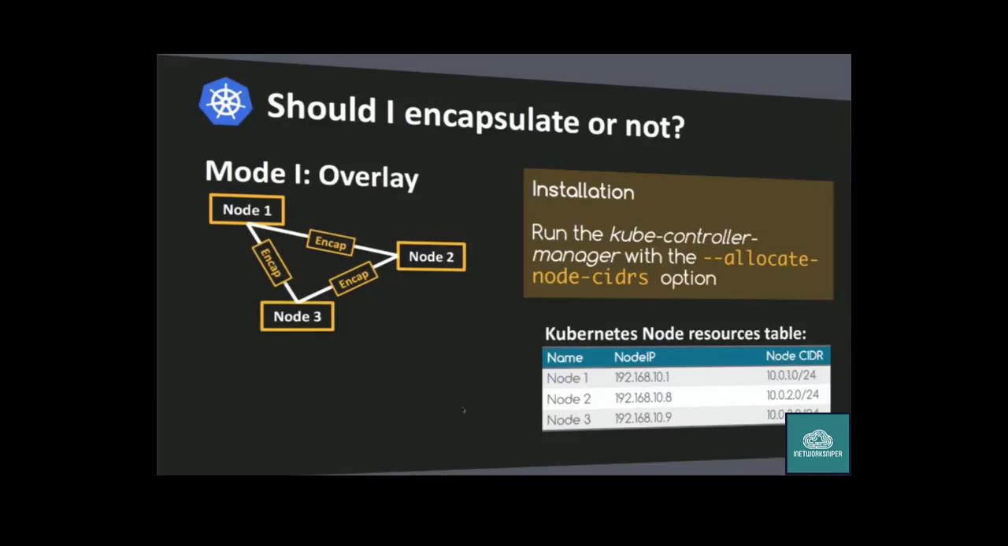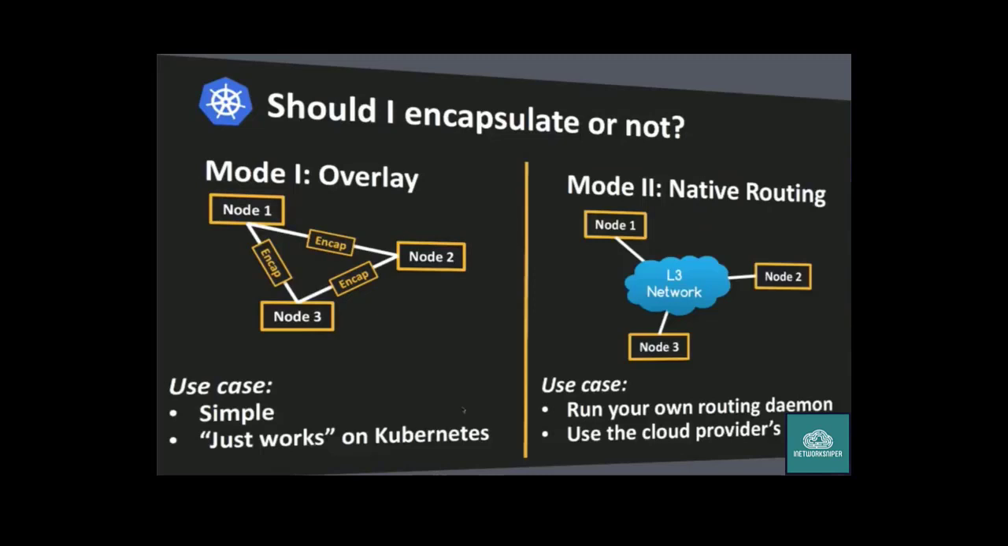You basically run the kube controller manager with the allocate node CIDRs, and Kubernetes will automatically handle all of this. So this is the only thing you have to provide. You start Cilium, and it will have multi-node networking. Easy, but overhead. So the use case is typically POC, or if you don't care about the last percent of performance.